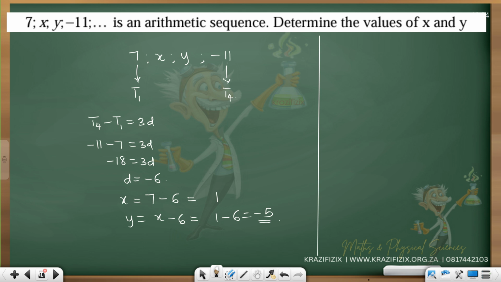All right, so we did something. I'll take you back to the back end. If I say T4 minus T1, what is T4? A plus 3D, right? What is T1? A. Do we agree that T1 is A?